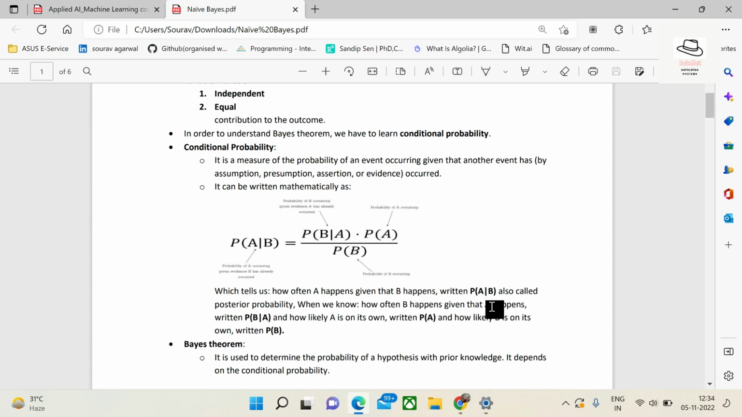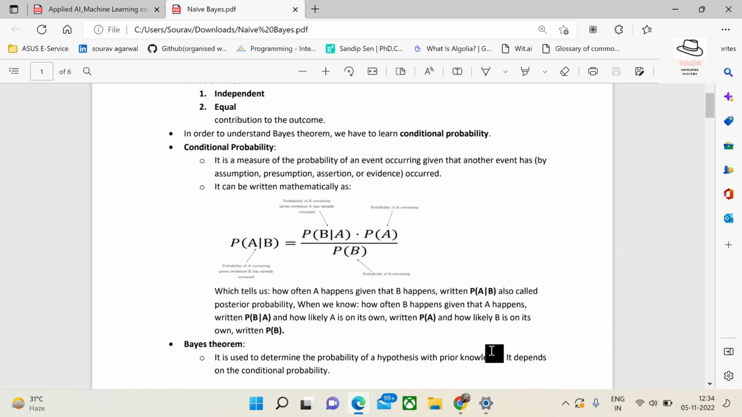Let me read out this statement and then I'll explain what this means. How often A happens given that B happens, written P of A given B, also called posterior probability, when we know how often B happens given that A happened, written probability of B given A, and how likely A is on its own, written P of A, and how likely B is on its own. So understand, we are computing here the probability that event A will occur given event B has already occurred, denoted as probability of A given B. It is also known as posterior probability.